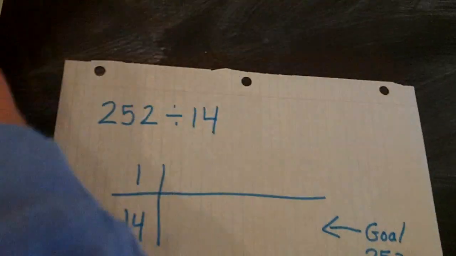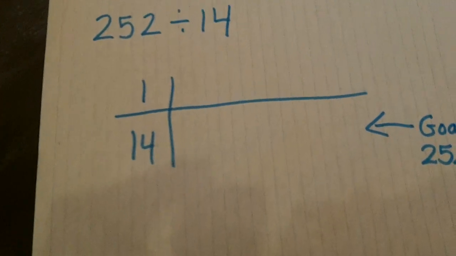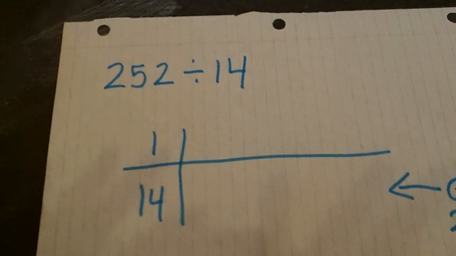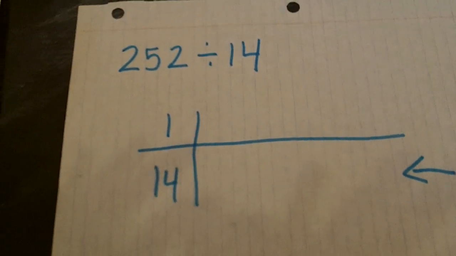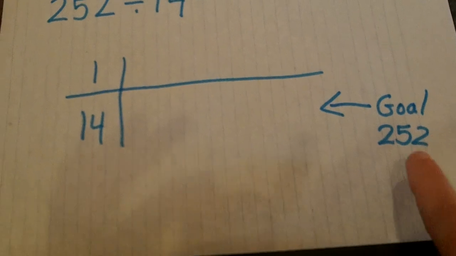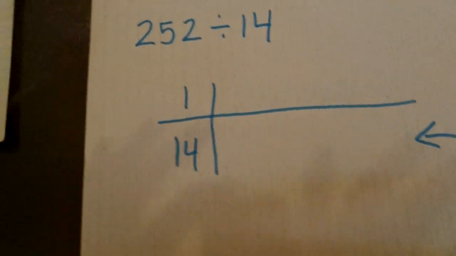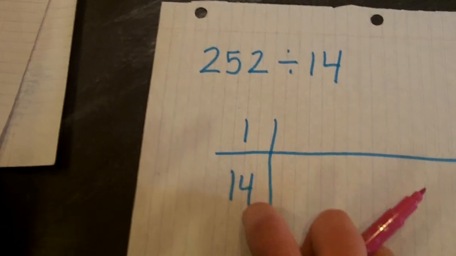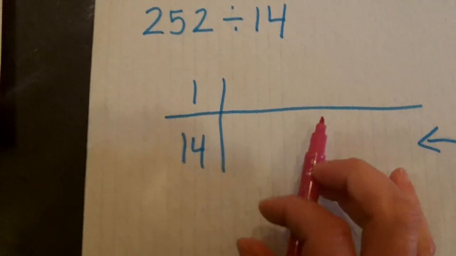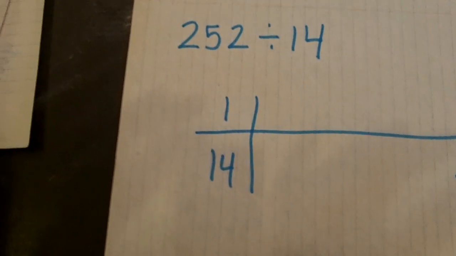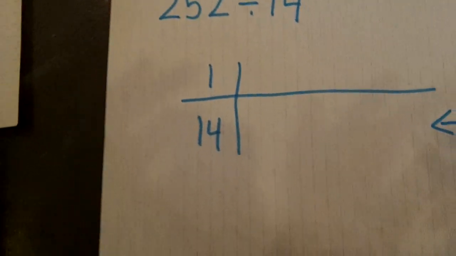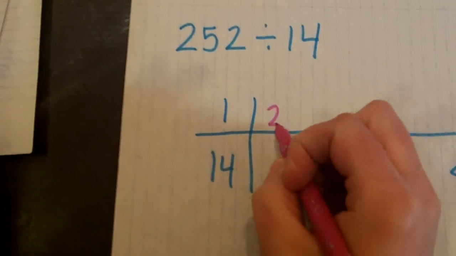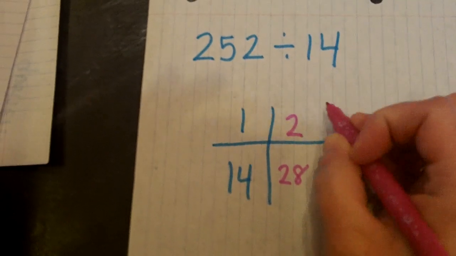All right, let's try one more before you get to some independent practice today. I have 252 divided by 14. Once again, my end goal is 252. I'm going to use my ratio of 1 to 14. So for this one, maybe I will go to 2 to 28.